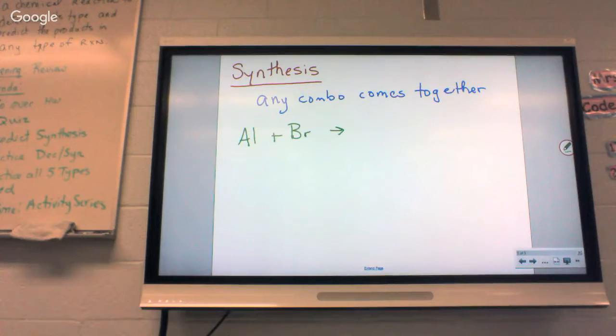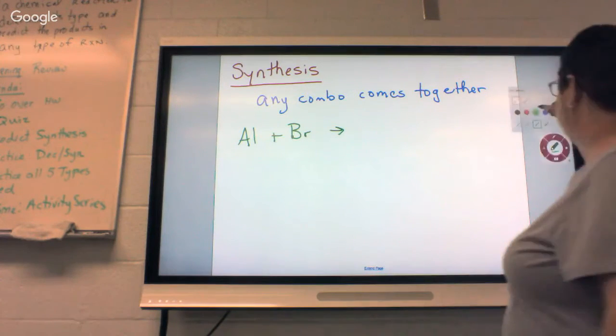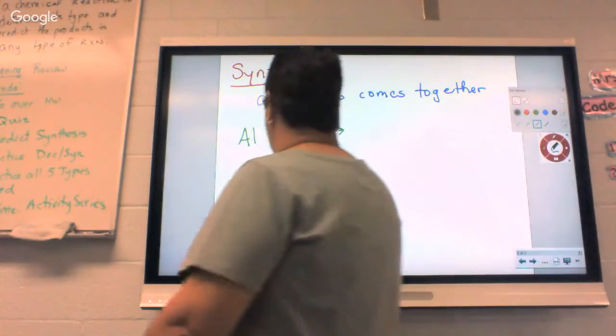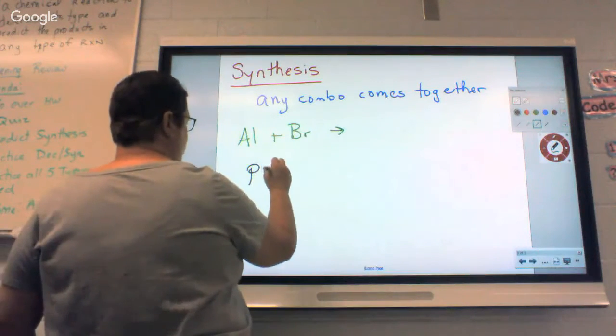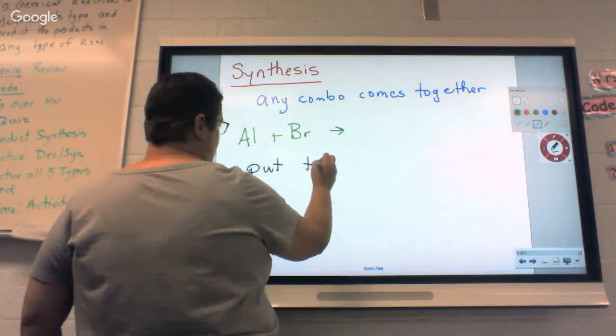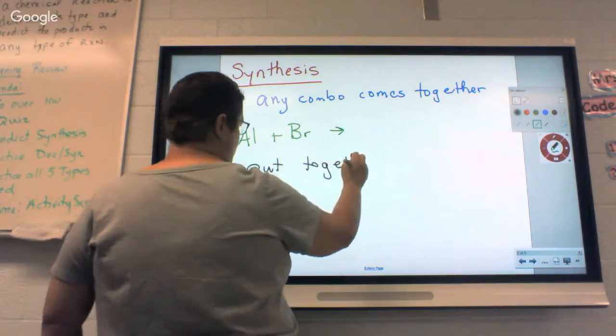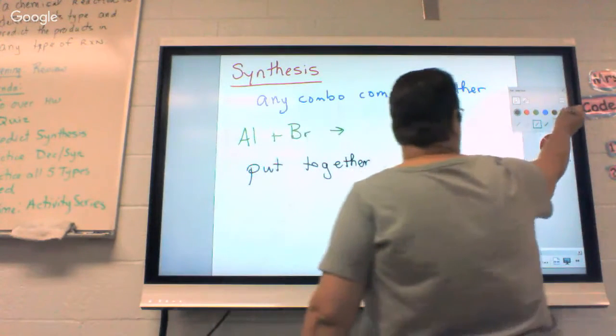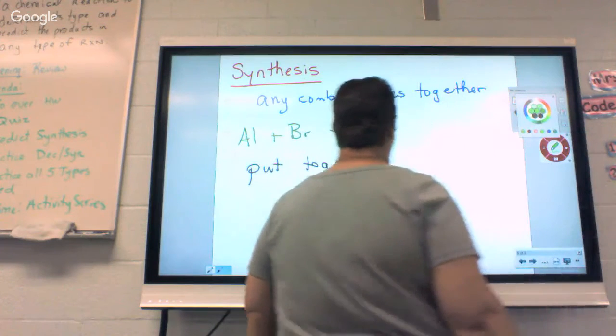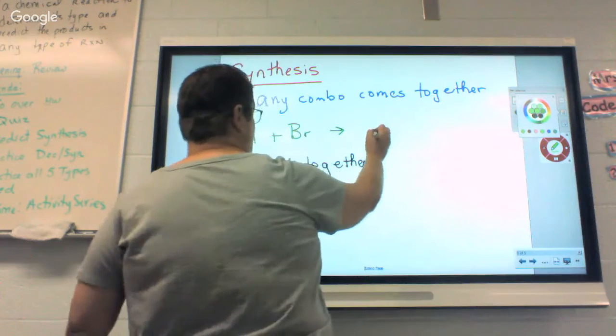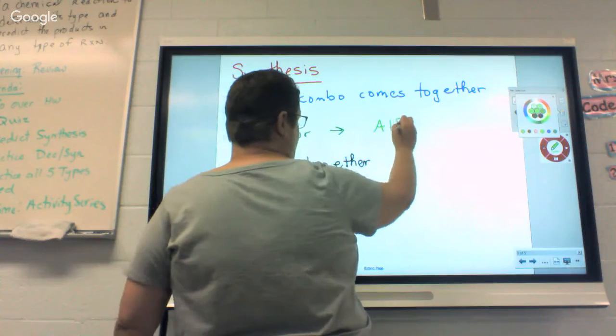A plus sign. So, if this has to be synthesis, you only have two elements, so what are you going to do with two elements? You're going to do what with them? Just put them together, okay? This is the easiest of the varieties of synthesis because all you're going to do is put together. So, if you put them together, what are you going to wind up with in this particular case? You're going to wind up with AlBr, right?